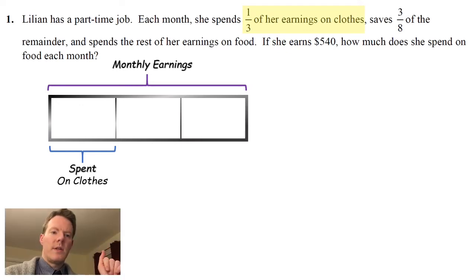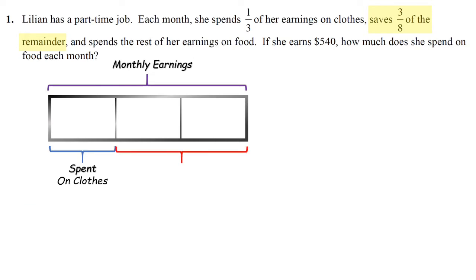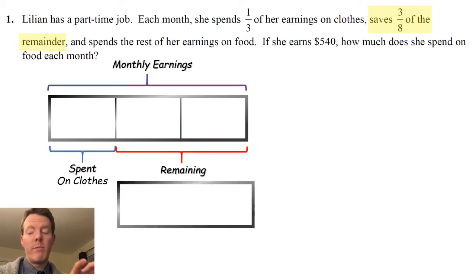Here comes the interesting part. It says she saves 3/8 of the remainder. Now, the remainder right now is those two parts right there, and I'm going to pull that down to be a separate model. Now, this method we've been doing a lot. I'm going to first show this problem using this method, but then I'm going to show you the same problem again with an alternate method that I think ultimately will become easier for you. So let's take a look.